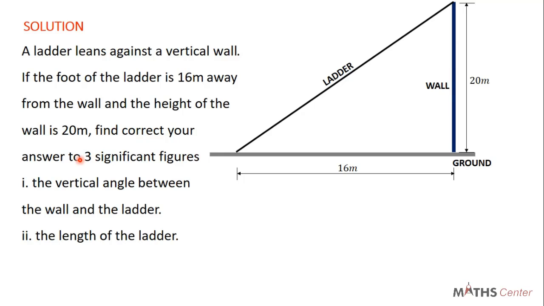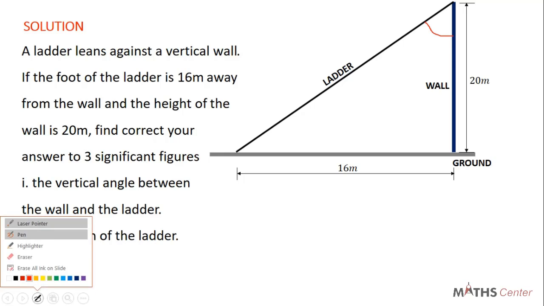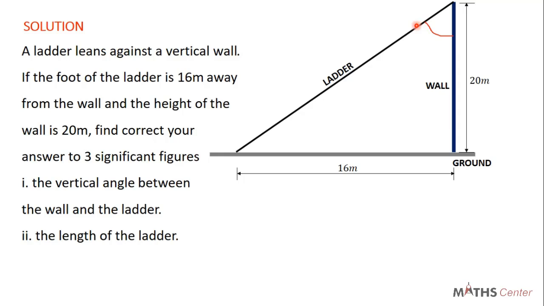Find, correct your answer to 3 significant figures: I, the vertical angle between the wall and the ladder. Now you see, because the ladder is leaning against the wall, there will be an angle created between the ladder and the wall, which is this angle that we have here. This angle is what we are talking about. The question is saying that we should find it. We should find the angle between the wall and the ladder. And we should also find the length of the ladder.